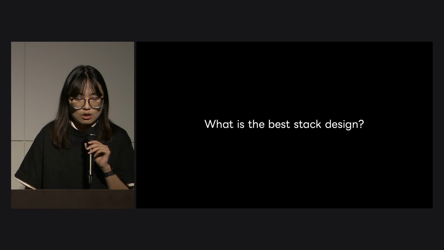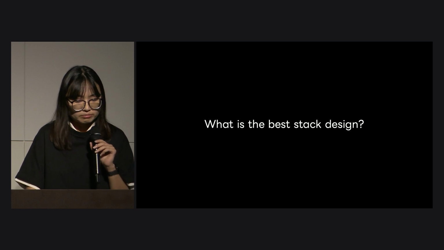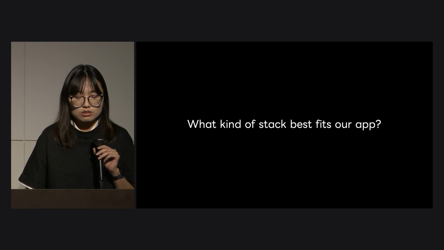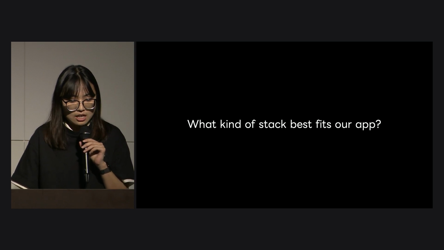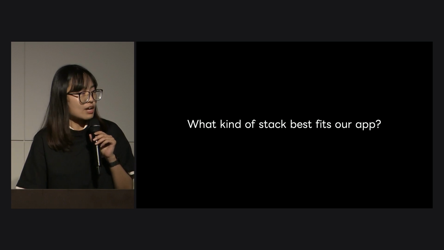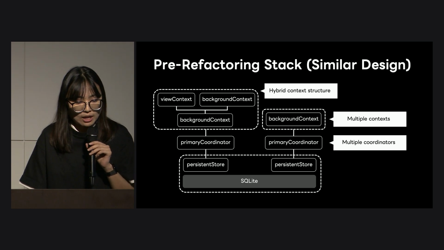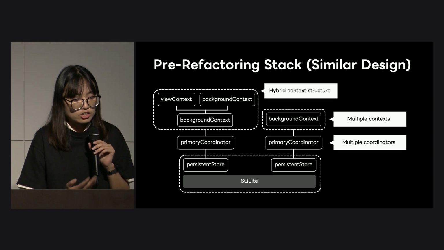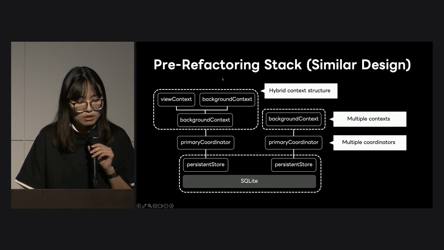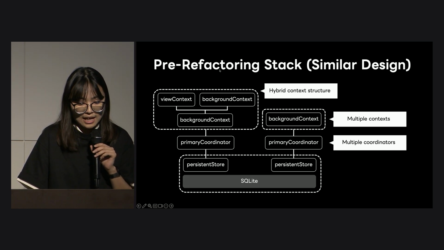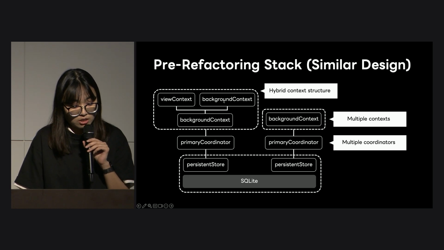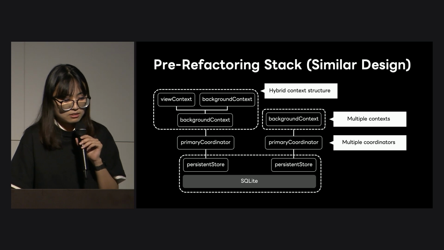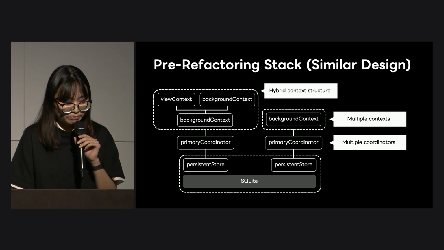Now, here's a question. What is the best stack design? I believe there's no one-size-fits-all answer to this question. Instead, I'd like to ask, what kind of stack best fits our app? Now that we have explored the different stack types, it's clear the role each part plays in the original design. It used multiple coordinators and multiple contexts, even a hybrid context structure. This architecture was well suited to our needs, but in today's context, it feels unnecessarily complex.